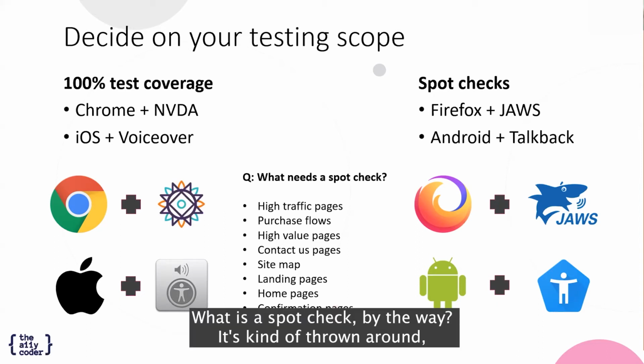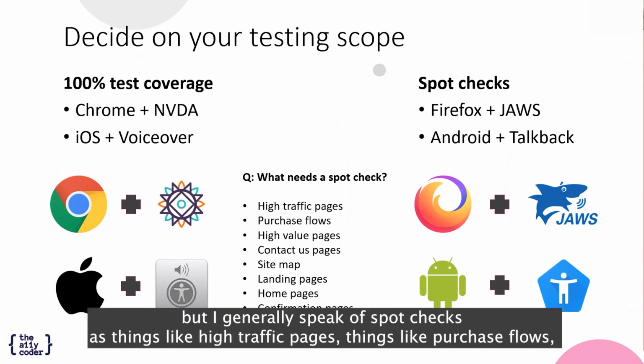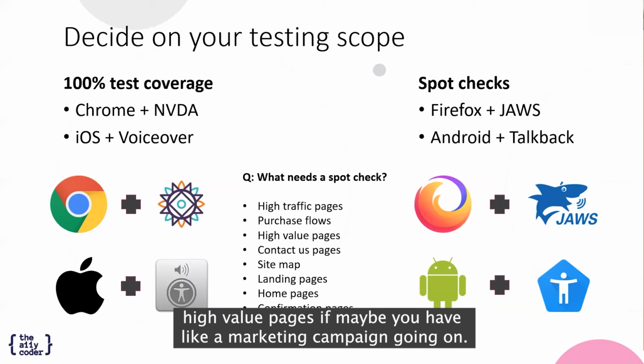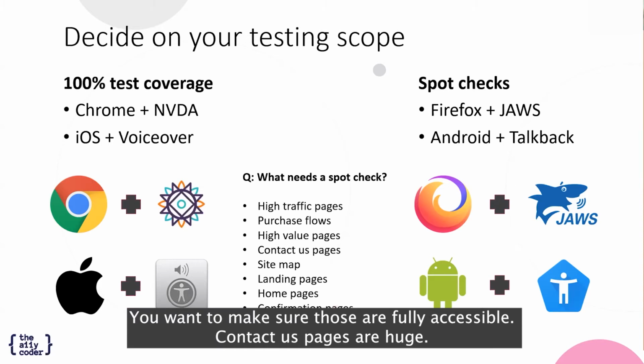What is a spot check, by the way? It's kind of thrown around, but I generally speak of spot checks as things like high traffic pages, purchase flows, high value pages. If you have a marketing campaign going on, you want to make sure those are fully accessible. Contact us pages are huge.